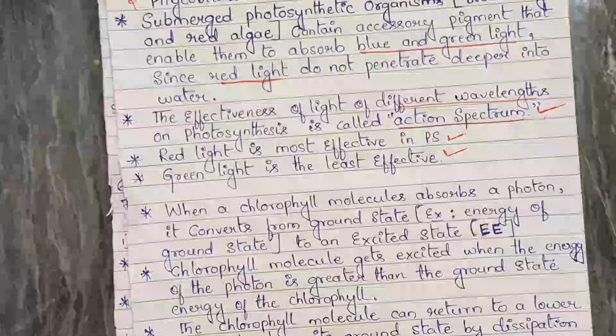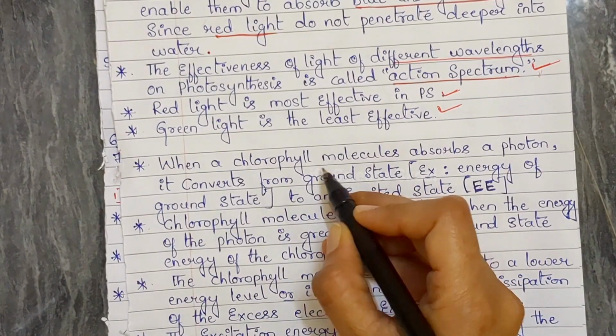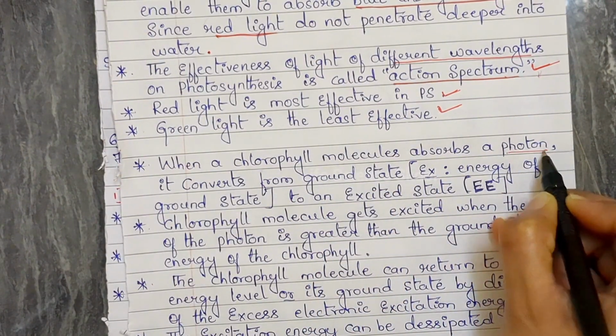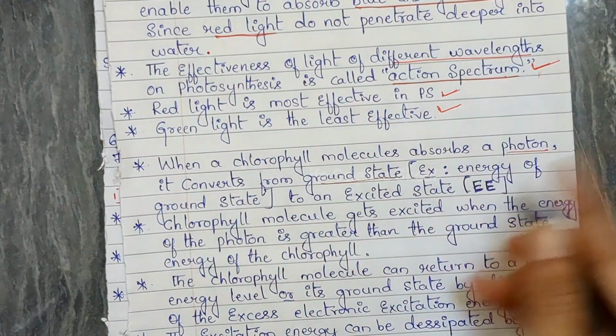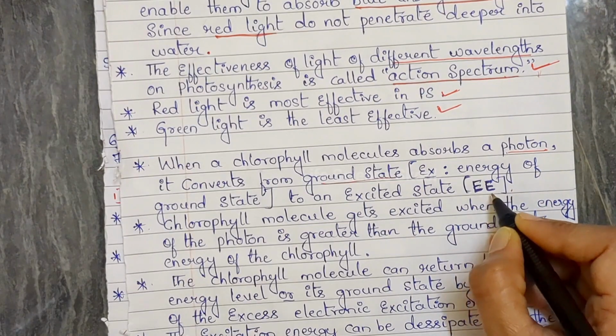Now moving on to the next point: when chlorophyll molecules absorb a photon, they convert from the ground state energy to an excited state, that is E.